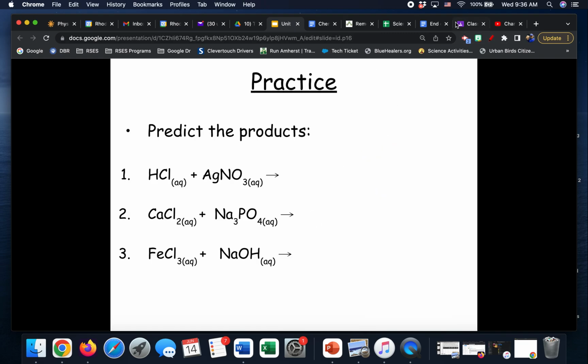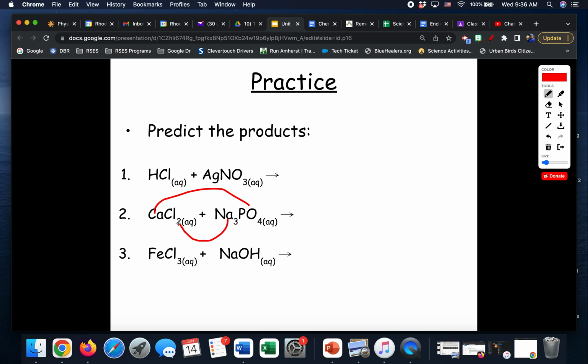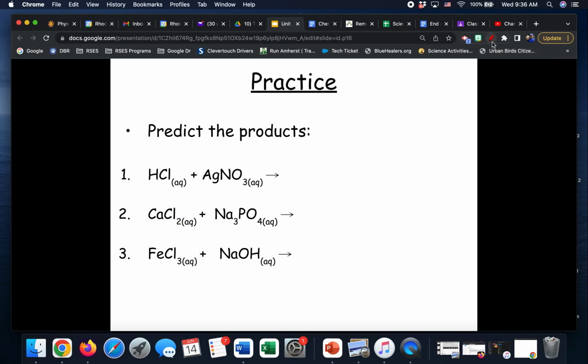Hopefully you said CaPO4 plus NaCl2. And down here it should be FeOH and NaCl would have been your answers, but they'll be in the note guide.